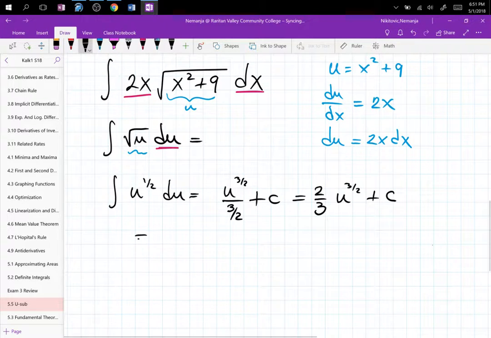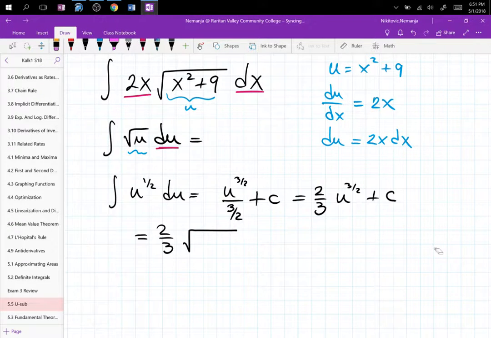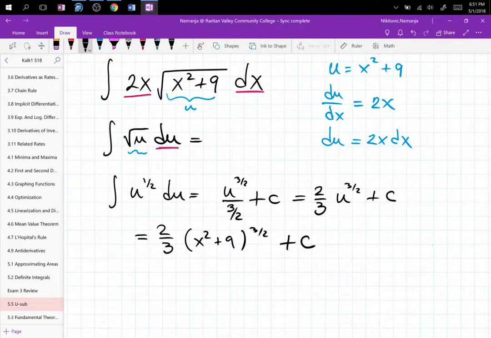And now I don't care about u, I care about the x, which means u becomes x squared plus 9, raised to the 3/2 plus c, and the problem is solved.